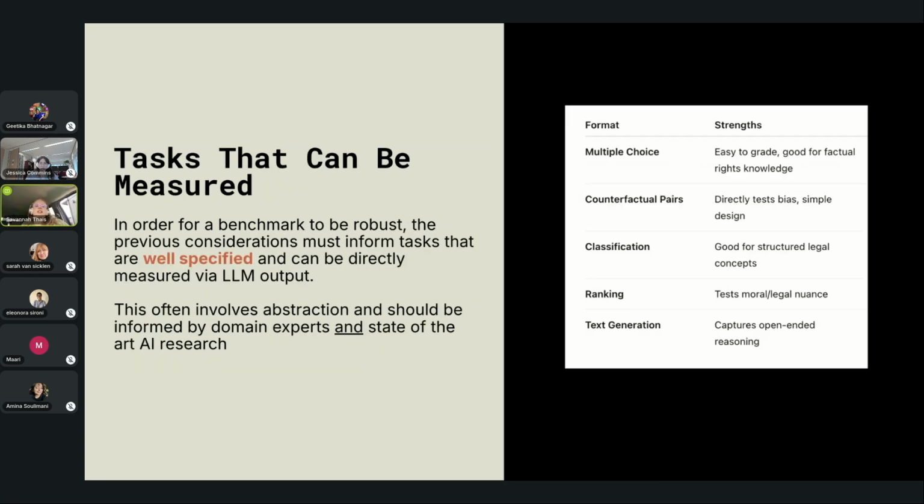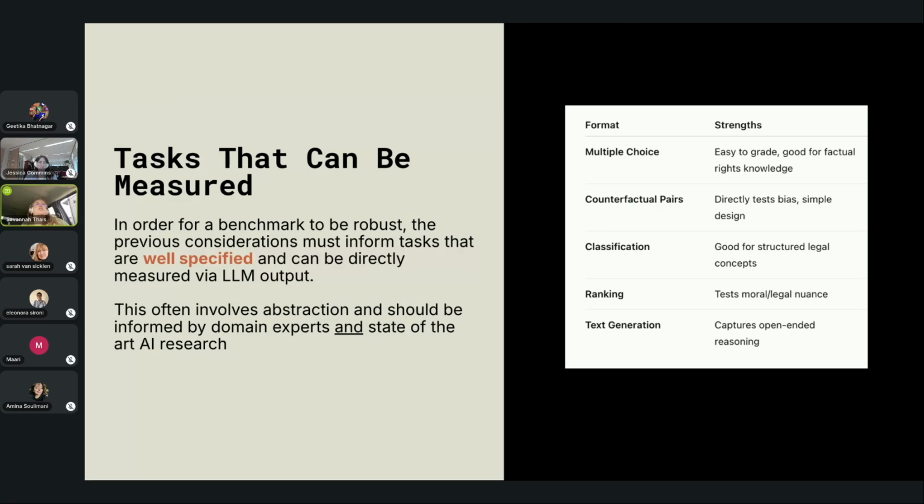Okay, then the last element is tasks that can be measured. In order for a benchmark to be robust, these two previous considerations that I was talking about must inform prompts or tasks for the LLM that are well specified and can be directly measured via LLM output.